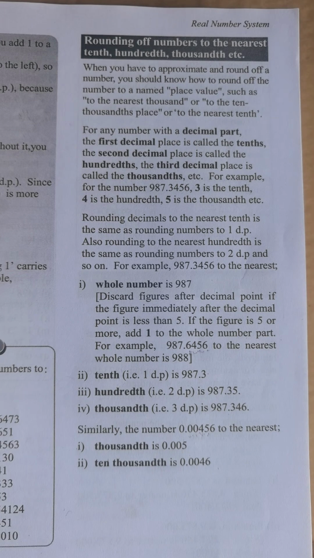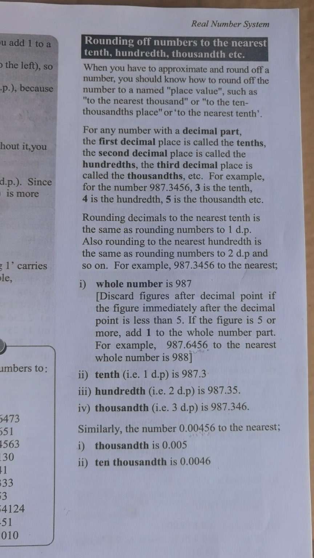Here the examiner may change the grammar, right? Instead of asking you to correct to 2 decimal places or correct to 3 decimal places, they may change the grammar or the English and just tell you to find the 10th decimal place, the 100th decimal place, the 1000th decimal place or the 10,000th decimal place, right? So we have changed the grammar.